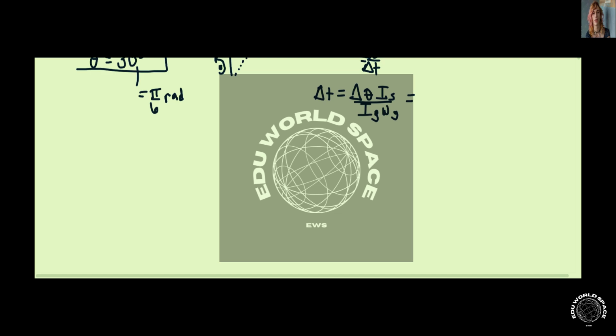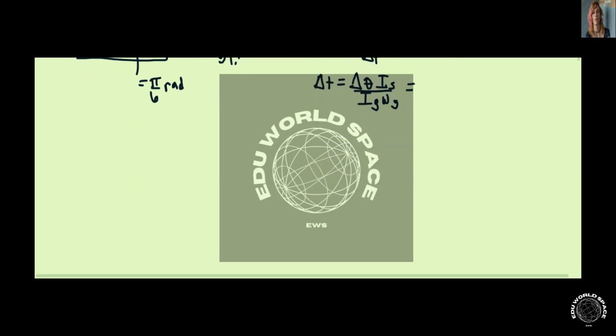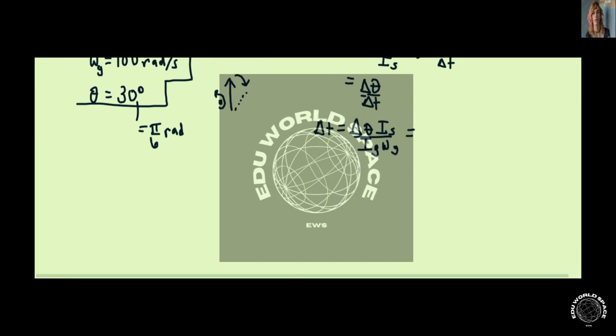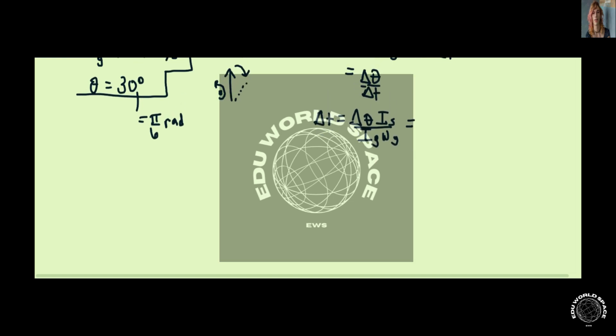So I'm plugging all this into a calculator now. Pi over 6 times I of the spaceship, which is 5 times 10 to the 5. Then we want to take this whole thing and divide it by I_G, which is 20, times omega_G, so that's times 100. And with that, I get 131 seconds.